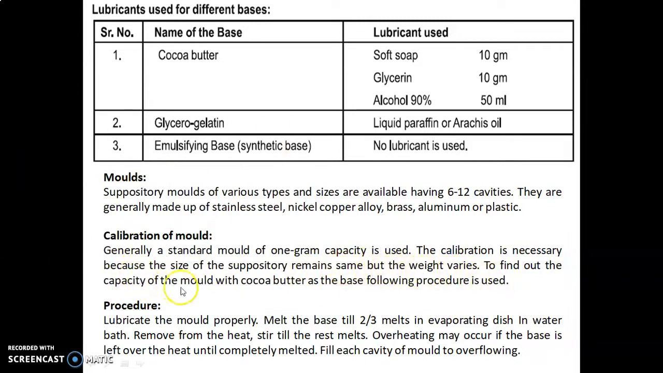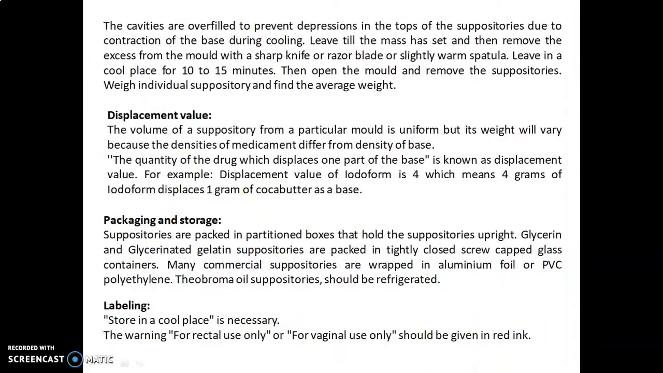To find out the capacity of the mold with cocoa butter as the base, the following procedure is used. Lubricate the mold properly, melt the base till 2/3 of it melts in an evaporating dish in a water bath, remove from the heat, and stir till the rest melts. Overheating may occur if the base is left over the heat until completely melted. Fill each cavity of the mold to overflowing.